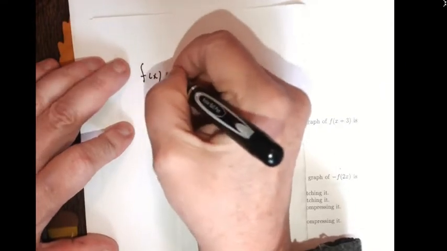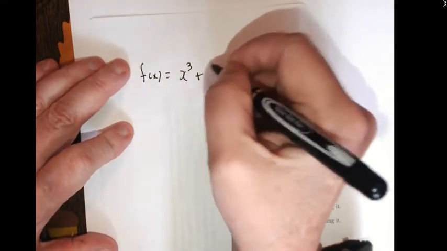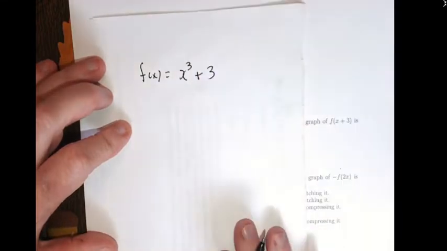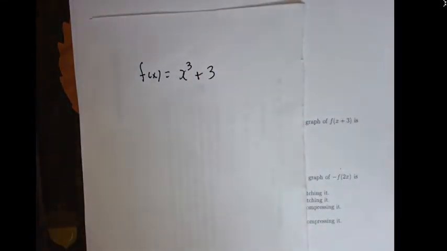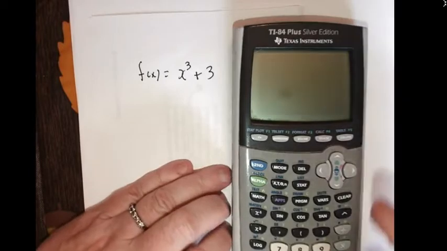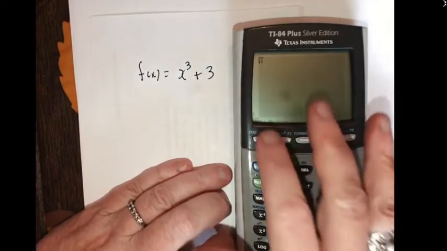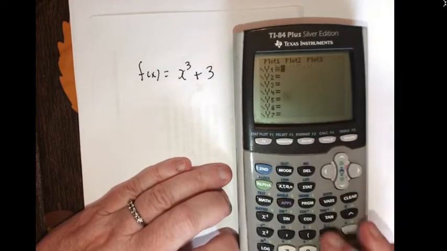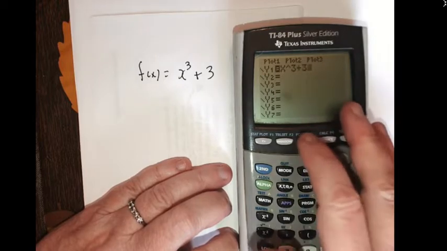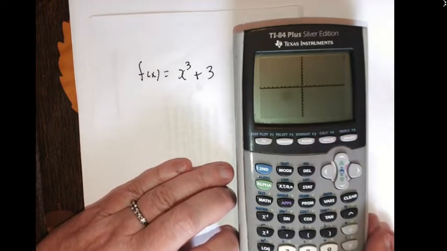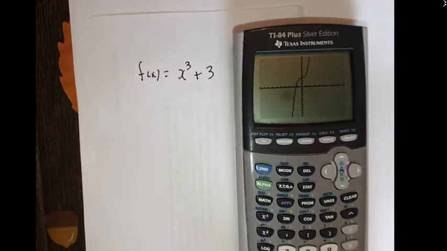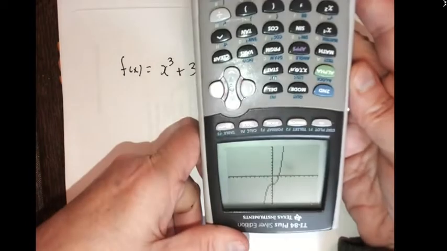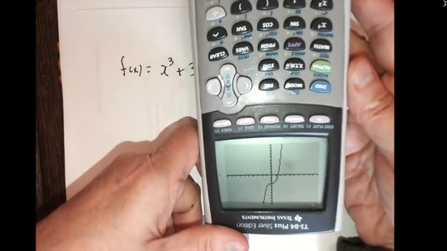So look at this one. What about that one? Let's have a look at that. So I'm going to press Y equals. Let's clear that out. Let's do x cubed plus 3. And let's start with a zoom 6. Now, you've got to be very careful here because if you turn it upside down, it does have the same shape, but it is not the same graph.